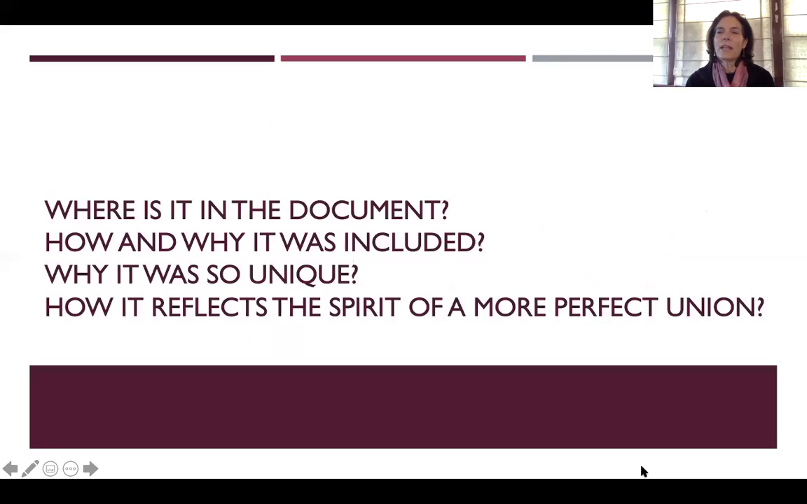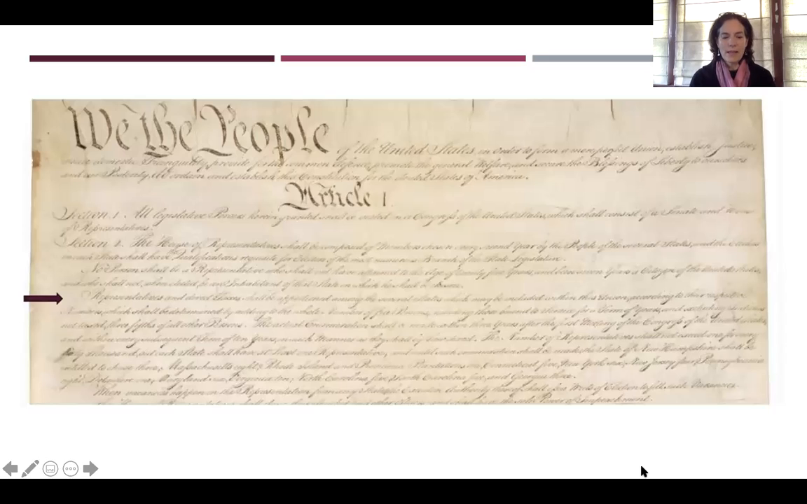My remarks are going to answer and discuss the answers to the questions: where is it in the document, how and why it was included, why it was so unique, and how it reflects the spirit of a more perfect union. To answer the first question, let's look at where it is located in the Constitution, and then consider the role of censuses in the long history of governance of human societies, and then revisit the particularly unique placement and, at the time, the novel relationship of the US Census to our constitutionally defined governance system.